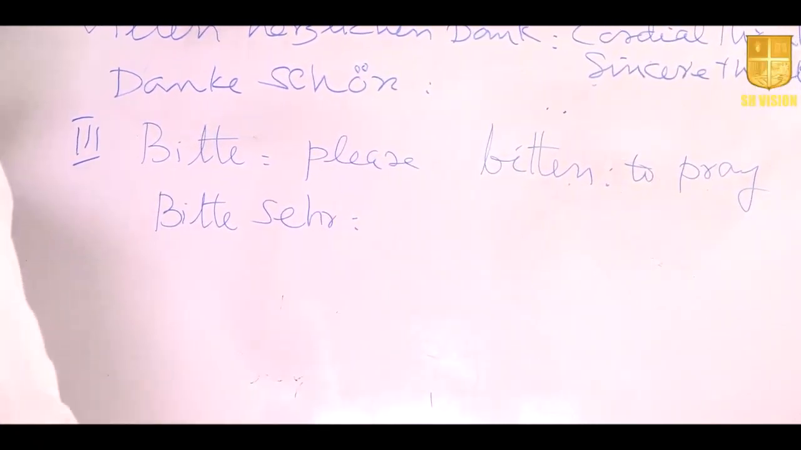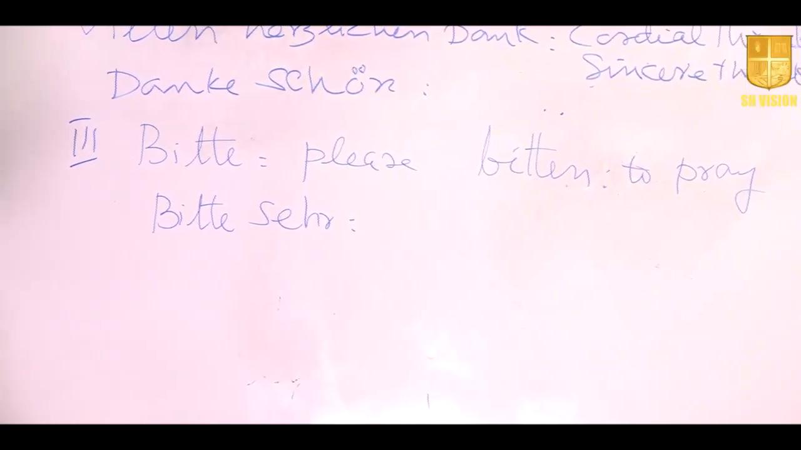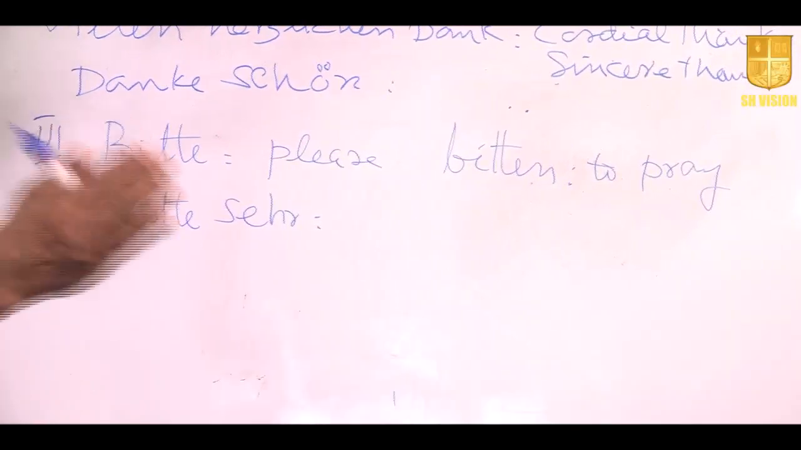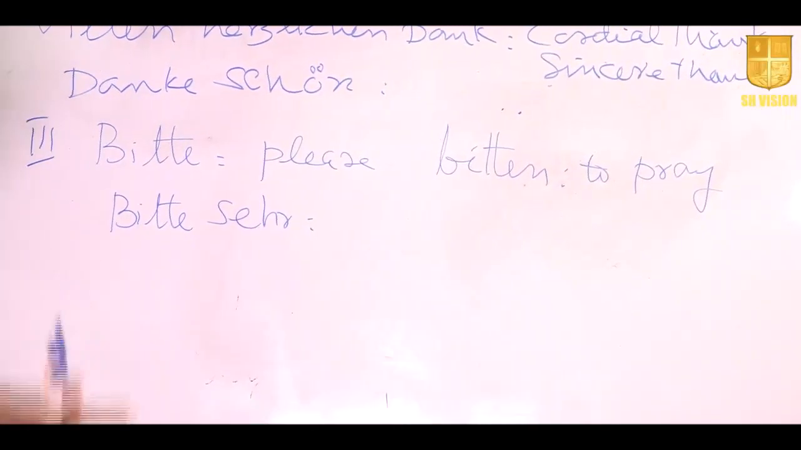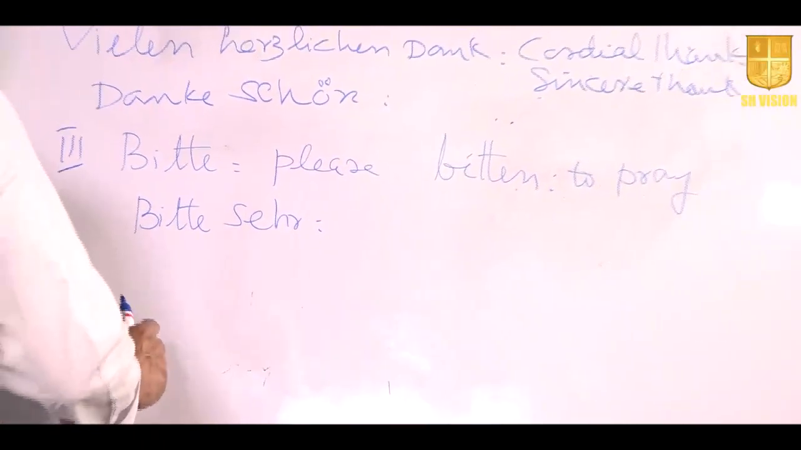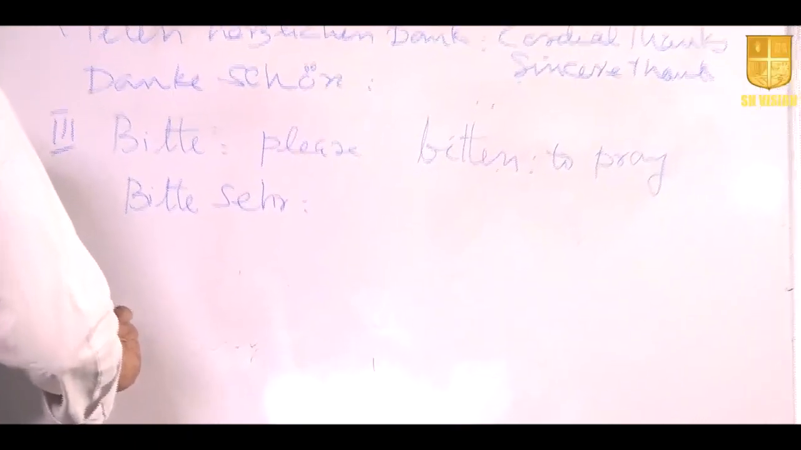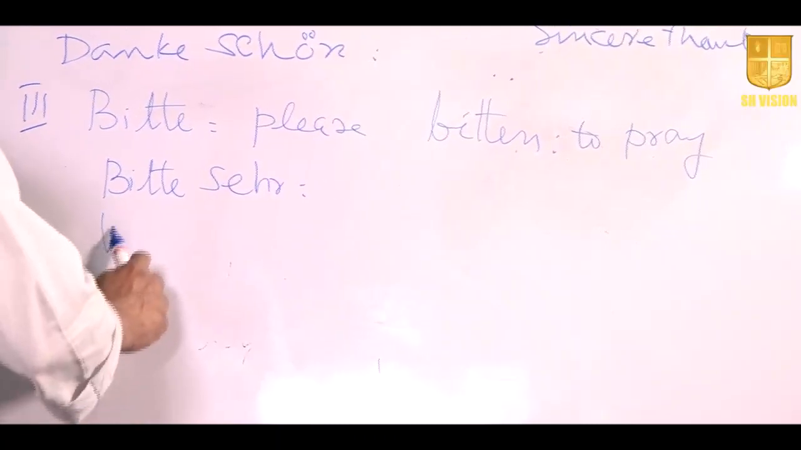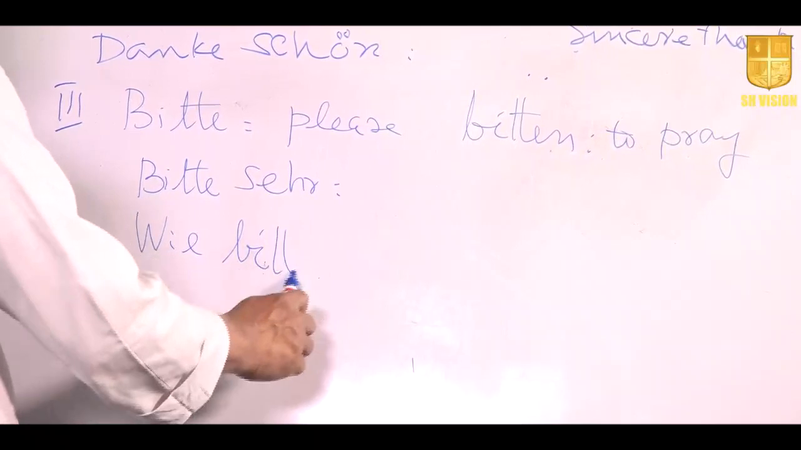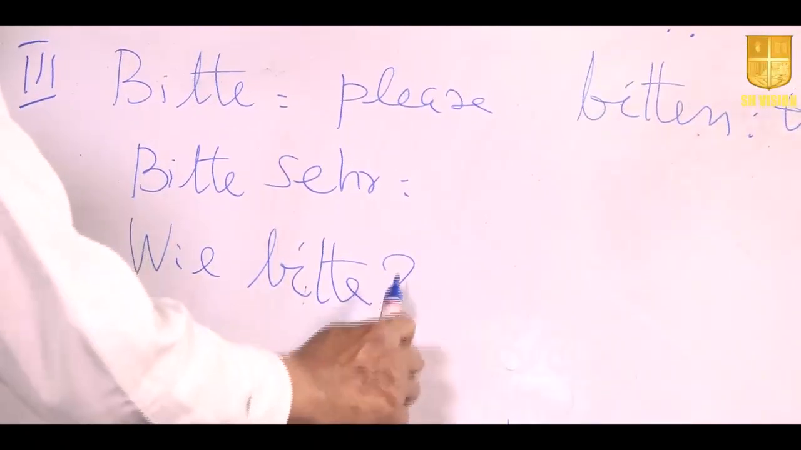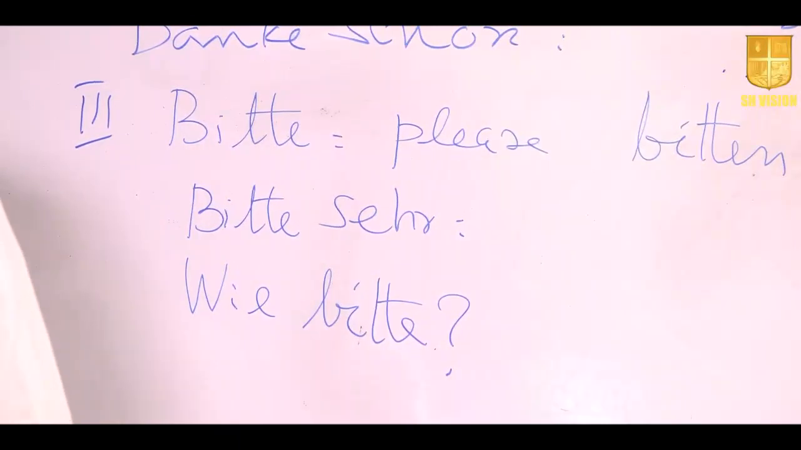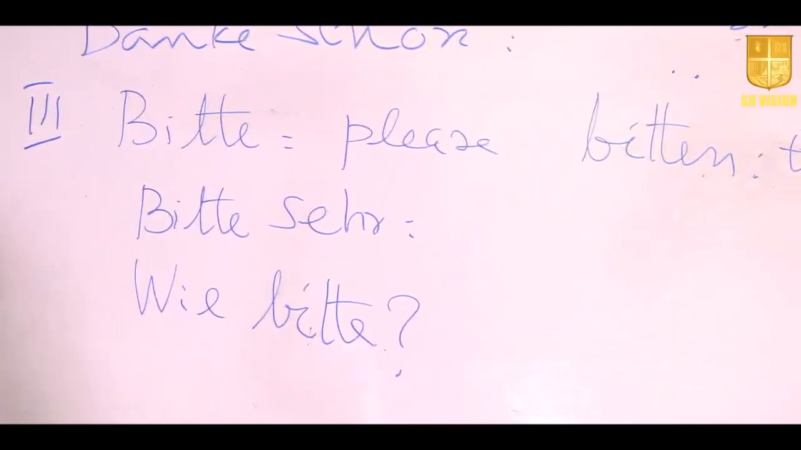When you do not understand what the other is speaking, you say bitte, bitte. That means then he will repeat it. Bitte sehr, bitte schön, ich bitte dich. Wie bitte. If you don't understand something, what the other is saying, you say, wie bitte, I beg your pardon.